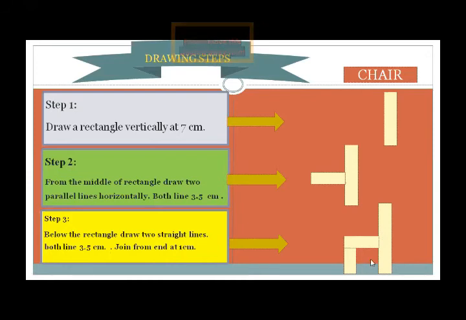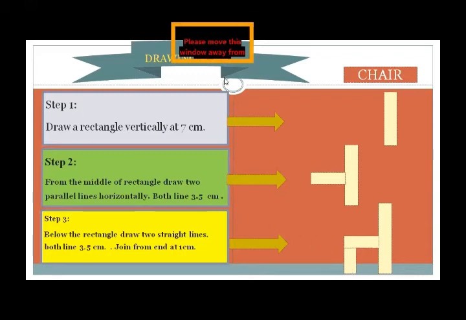How will you draw it? It is a very simple method of how you will draw a chair in your drawing copy. First you will draw this rectangle, then this rectangle, and last this rectangle, and your chair will be ready.